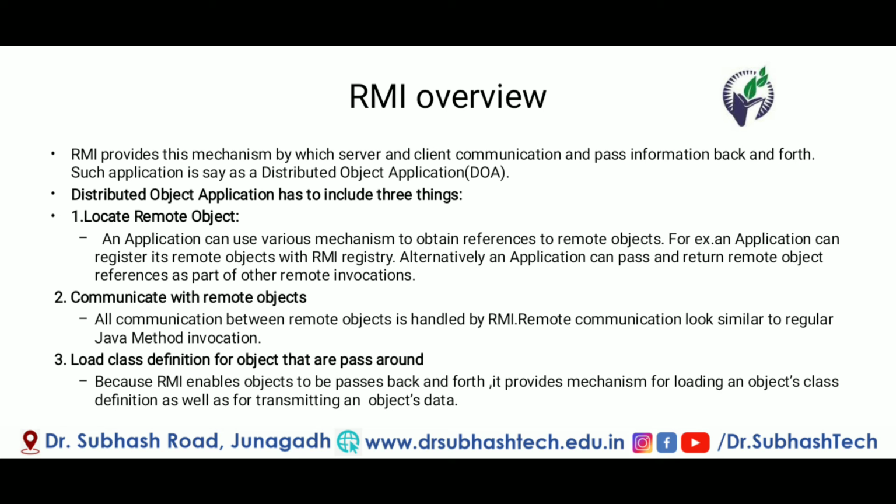So what is locating remote objects? An application can use various mechanisms to obtain references to remote objects. For example, an application can register its remote objects with the RMI registry, and alternatively an application can pass and return a remote object reference as part of other remote invocations. The local remote object is the same as our stub and skeleton.